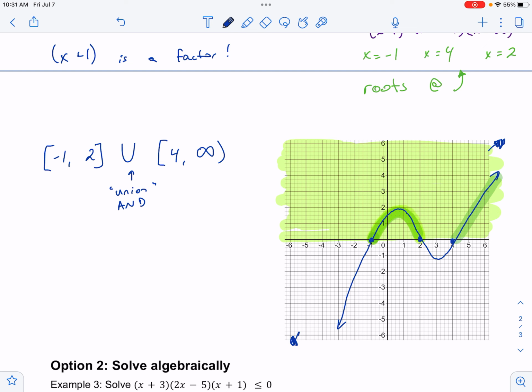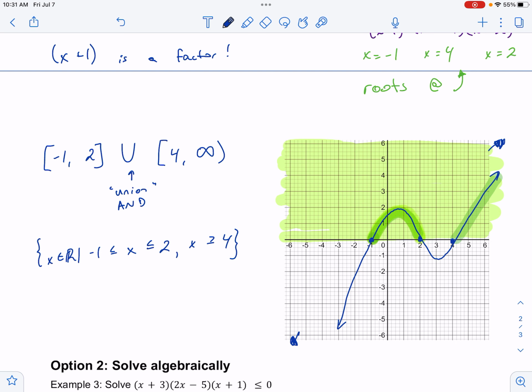Alternatively, I could write it like this. x is an element of all real numbers such that negative 1 is less than or equal to x, which is less than or equal to 2, comma, and I could just say x is greater than or equal to 4 because it goes off to infinity the other way. Okay, either notation doesn't matter to me, whichever one you're more comfortable with.